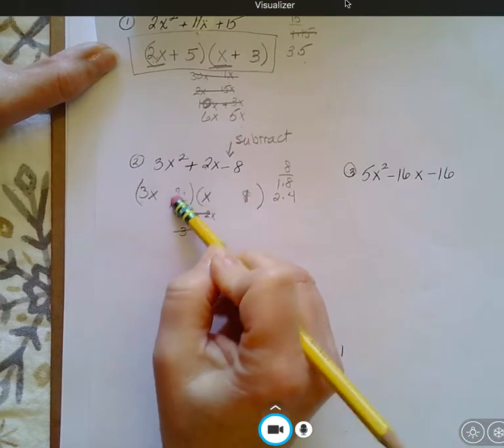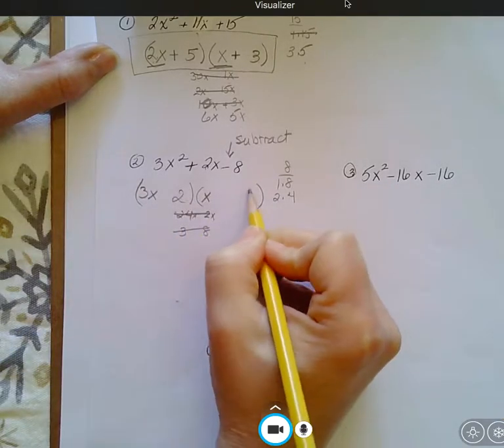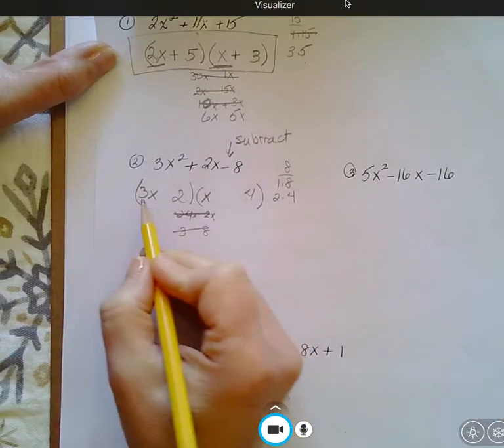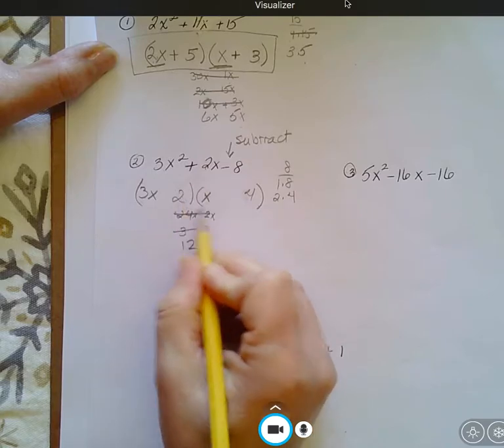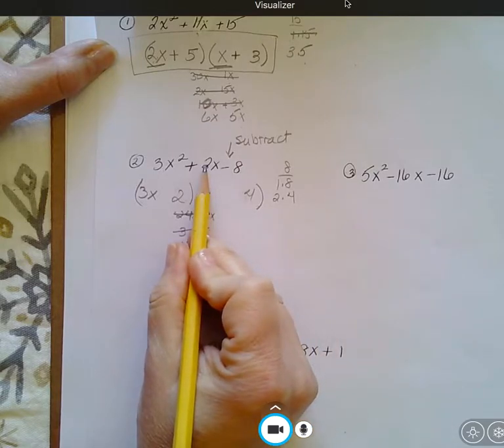So forget the 8 and the 1. It has to be the 2 and the 4. Let's see which goes where. That's the 2 and that's the 4. Multiply my outers and I get 12, my inners and I get 2, and when I subtract I get 10. Still no good.